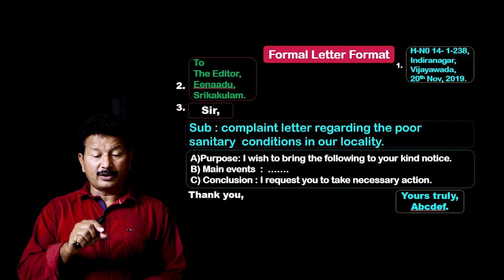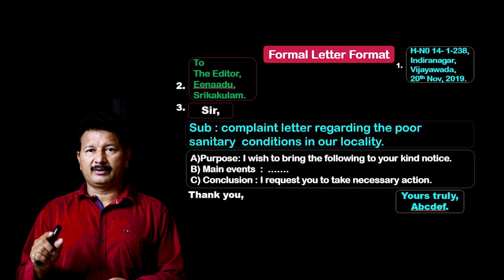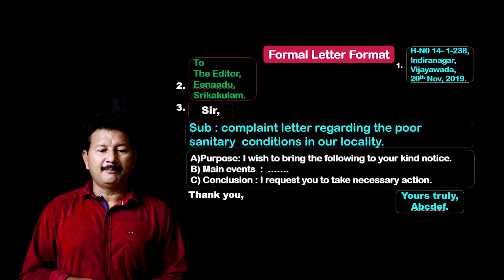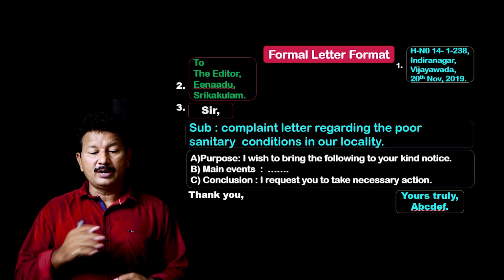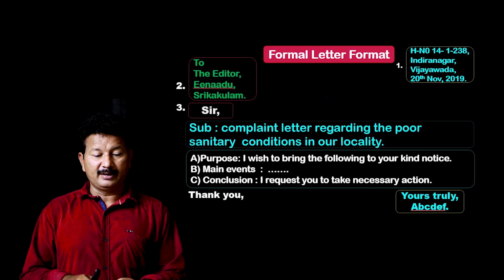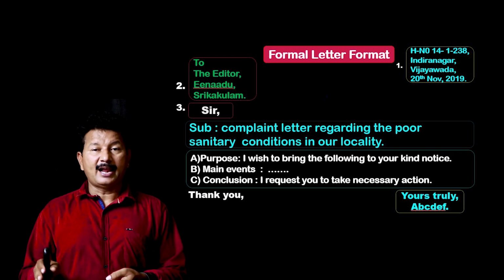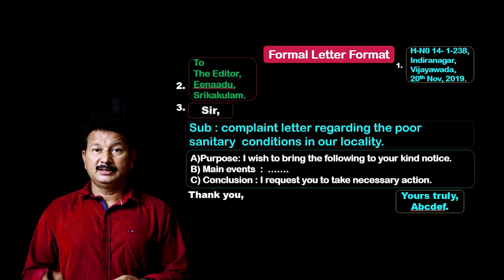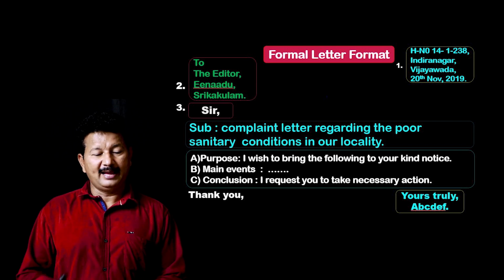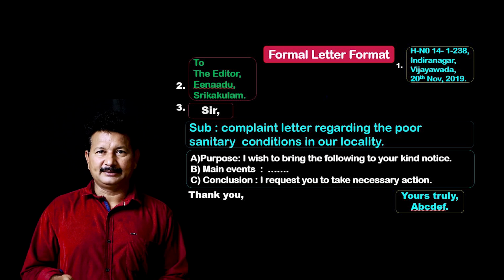The next one is the purpose: I wish to bring the following to your notice. This is a very brief one; we will see other expressions later on. The main events we can manage as well. And how do you conclude? I request you to take necessary action. This is a brief and simple one, but we will later learn interesting phrases. Now, how you end: the subscription should be yours truly, and you write the name, or if not, ABCD. So this is the format of a formal letter.